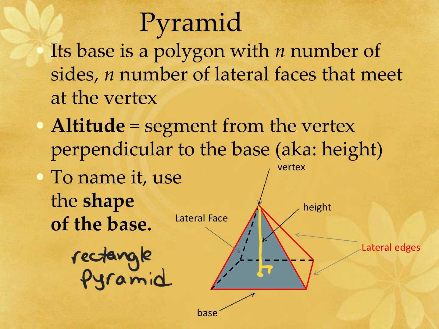Lateral faces are really all those triangle sides, and there are actually 4 lateral faces here because there's 4 triangles, and then the 1 rectangle base. So this pyramid has 5 faces.